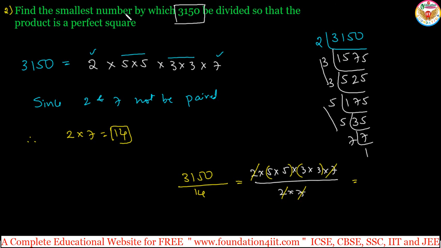But the question asks only for the smallest number. So the required number is 14. The required number is 14, to be divided so that 3150 becomes a perfect square. Let us see a few more word problems in this.